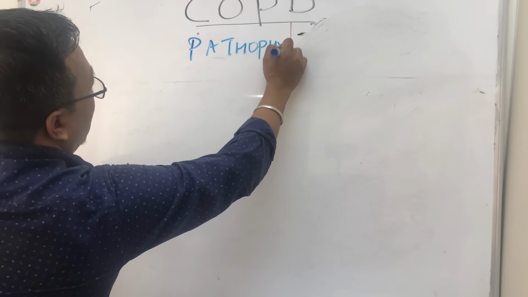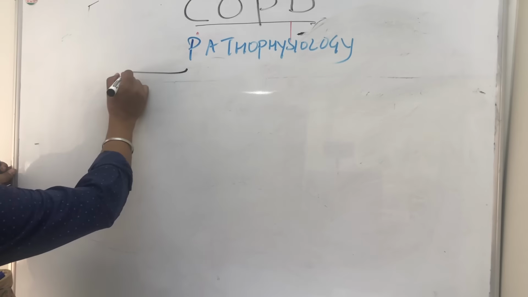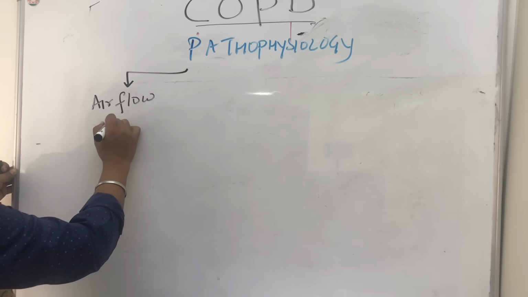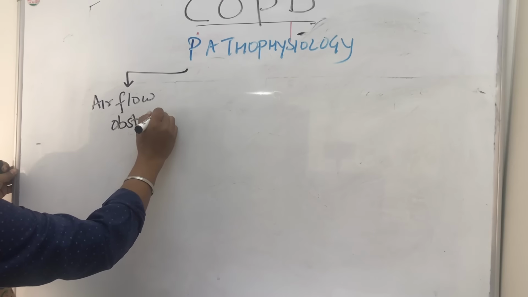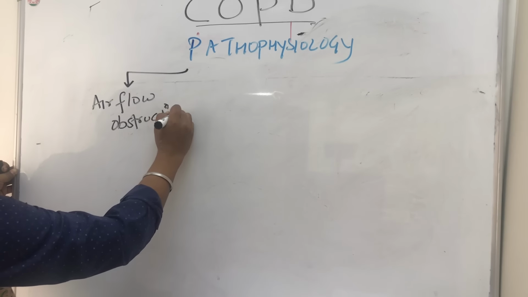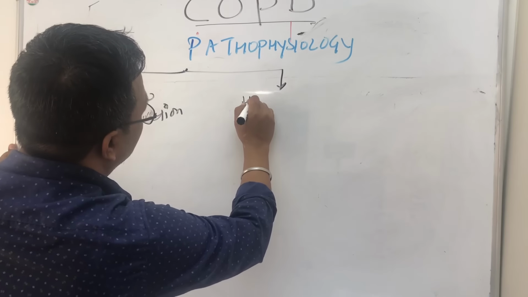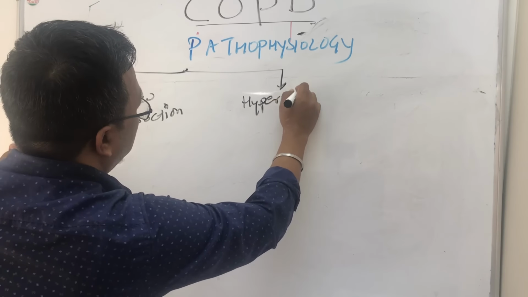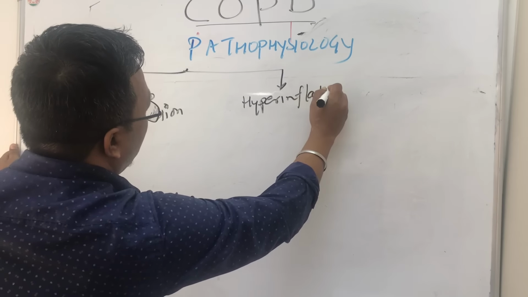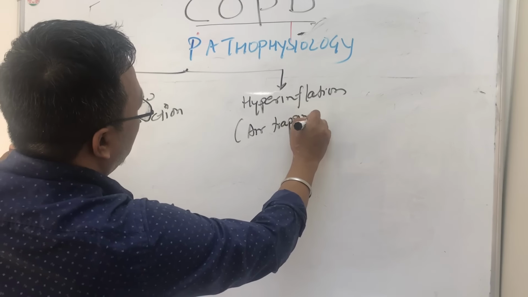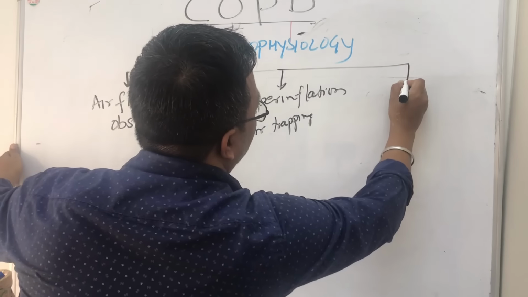So when you write pathophysiology for COPD, you write in 3 headings. The first thing that happens is airflow obstruction. The next you write about hyperinflation or air trapping, and then next you write gas exchange.